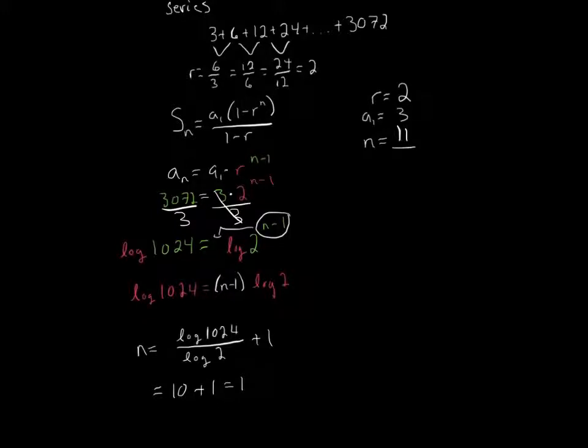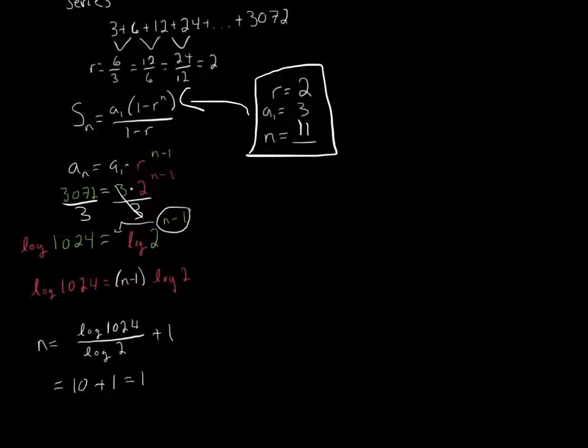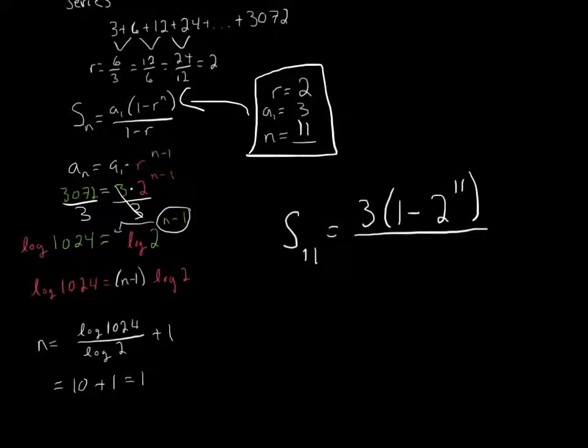Now I can come back. Now that I have all three of these variables, I can plug those into my sum formula. So let's go ahead and do that out to the side here. I'm going to have S, and it's not sub n now, I know it's 11, so S sub 11 is equal to a sub 1, which is 3, times 1 minus the common ratio, 2 to the power of 11, all over 1 minus 2.